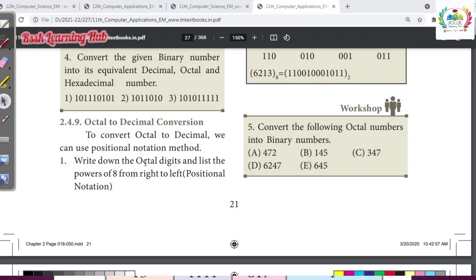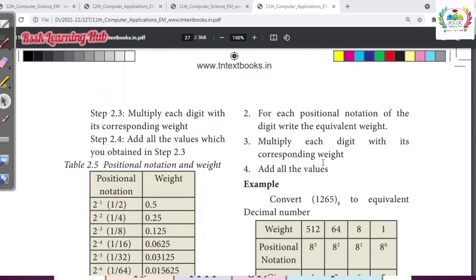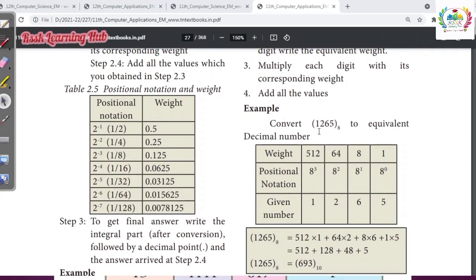For this you have to write down your octal digits by power of 8 from right to left based upon positional notation. Same thing we saw for binary, same thing we are going to do here also. For each positional notation, write the equivalent weight, then multiply each with its corresponding weight, then add all those values. First, you have to represent the given number: 1, 2, 6, 5. Positional notation is 8 power 0, 8 power 1, 8 power 2 and 8 power 3.